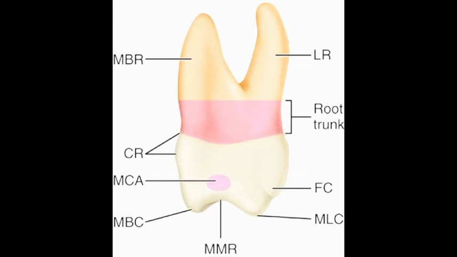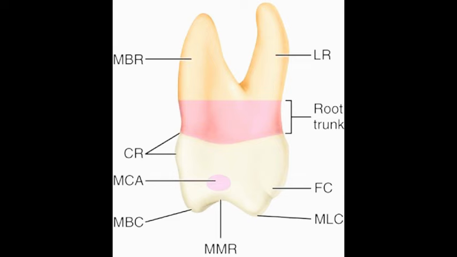Buccal outline makes a short arch and its crest of curvature is present in the cervical third, then it proceeds occlusally, confluent with the slope of the mesiobuccal cusp. Lingual outline curves outward and the crest of curvature is in the middle 1/3 of the root. The fifth cusp of Carabelli is well developed. It is prominent when seen from this aspect.